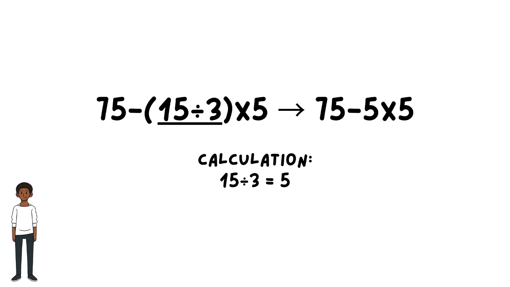Step 1. Divide 15 by 3. 15 divided by 3 equals 5. Substituting 5 back into the expression gives 75 minus 5 times 5.